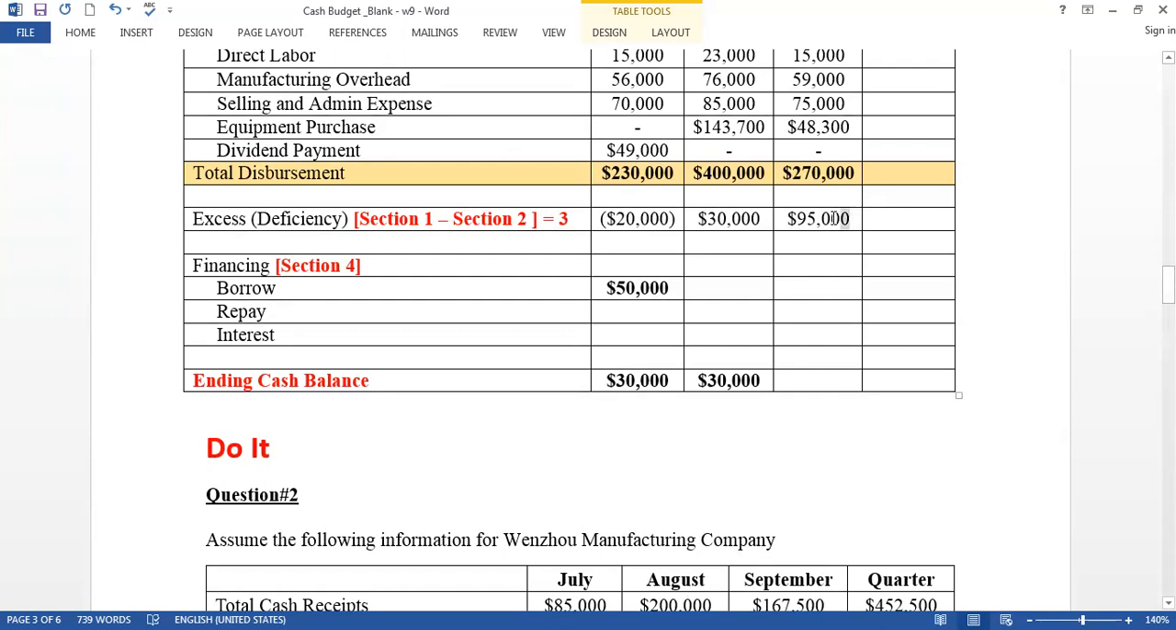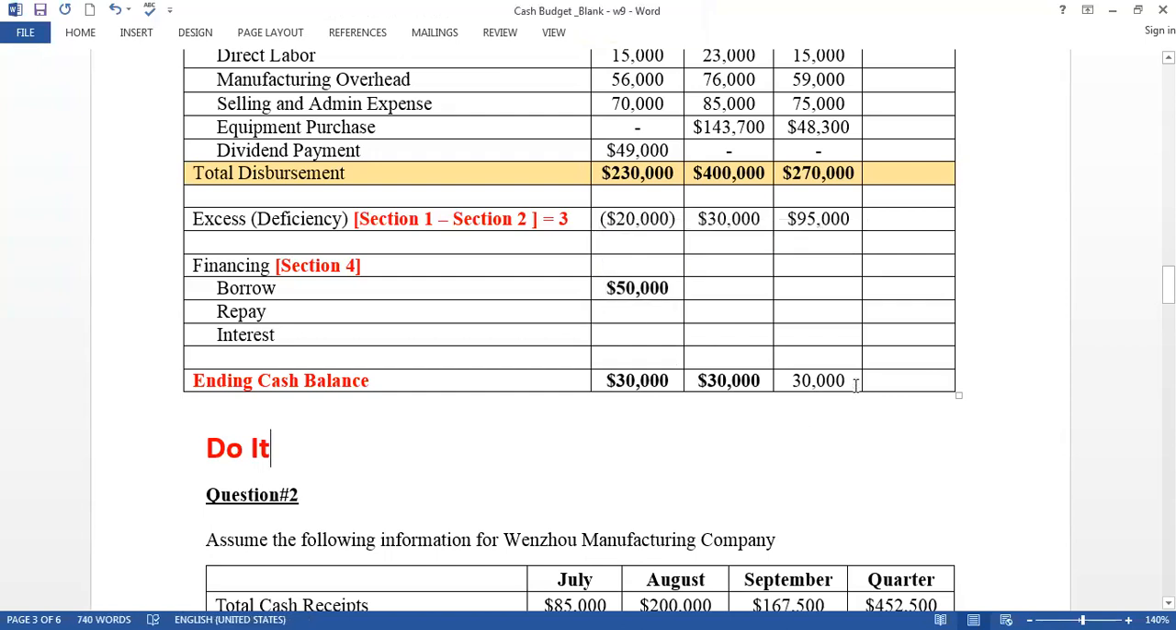Now, as you have $95,000, the question said that the minimum should be $30,000, right? So what is the difference? Is the difference enough to pay the loan and interest? Here it should be at least $30,000, and you have $95,000 available. Now the difference is higher than the borrowing money. Now you have the ability to repay the money, right?